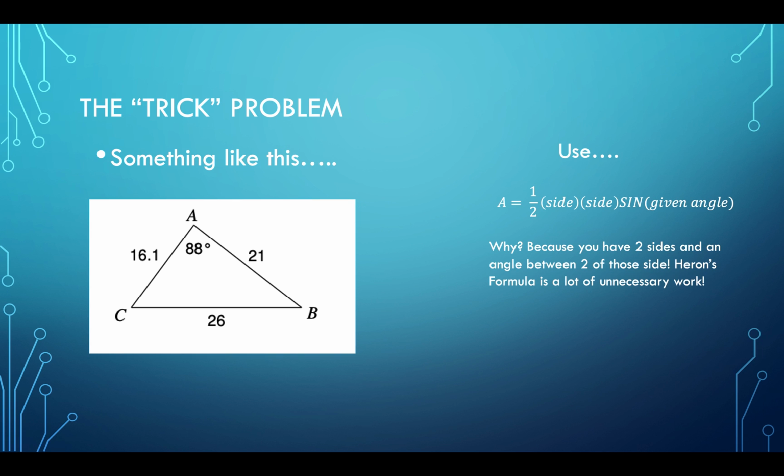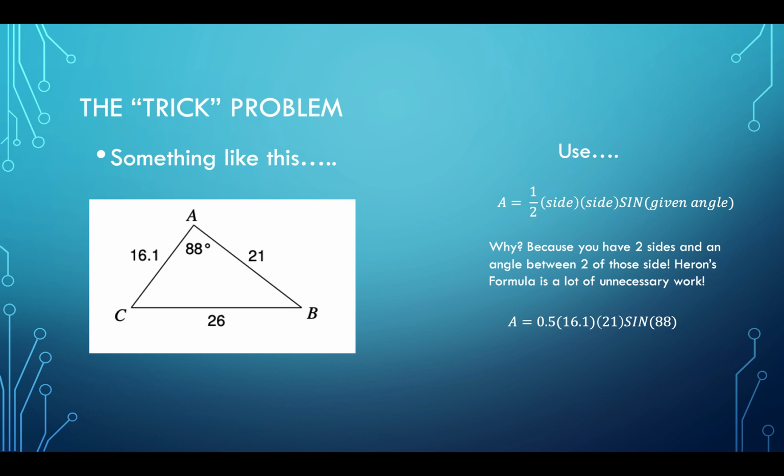Why are we going to do this? Why aren't we going to use Heron's formula? You technically could go ahead and use Heron's formula, but it's a lot of unnecessary work. You don't need to do all that work when you could just take this side 16.1 and this side 21, multiply those two together, then multiply it by half, and then multiply it by sine of 88. So we're going to go ahead and do that.